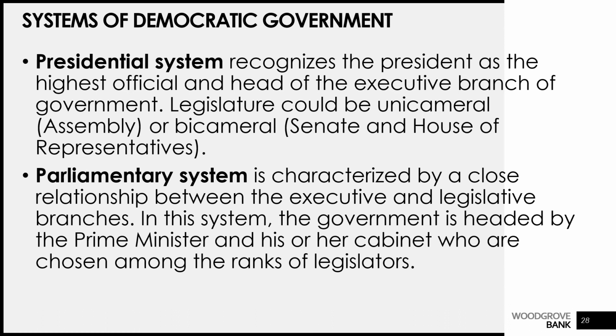Parliamentary system is characterized by a close relationship between the executive and the legislative branches. In this system, the government is headed by the prime minister. Example, Japan. Japan is headed by a prime minister. That is no longer Shinzo Abe. There is a new prime minister. Another one, prime minister in China, as Xi Jinping, okay, and other countries. So there is a relationship between executive and the legislative branches, meaning they get the prime minister from the legislative branches or in their assembly.